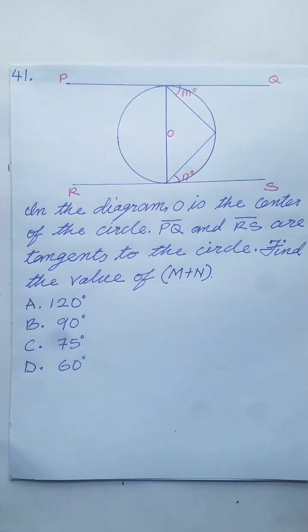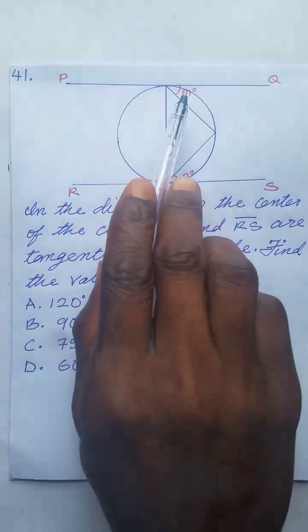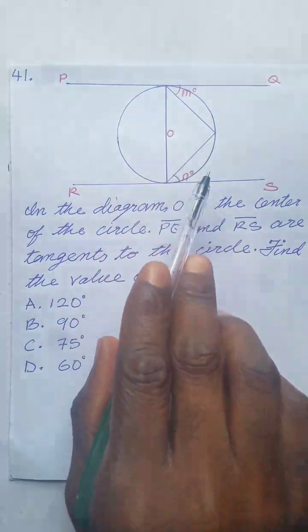Question 41. In the diagram, O is the center of the circle. Line PQ and line RS are tangents to the circle. Find the value of m plus n.